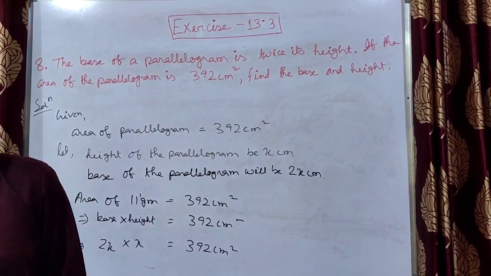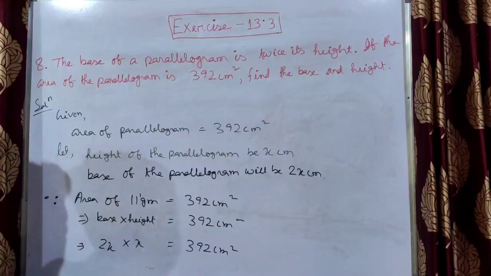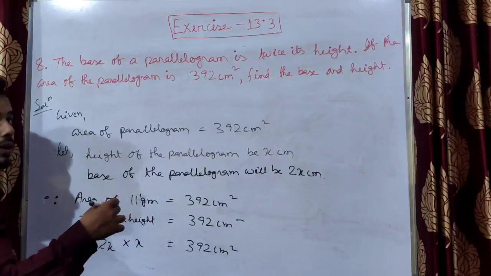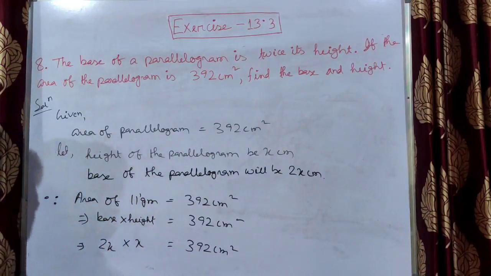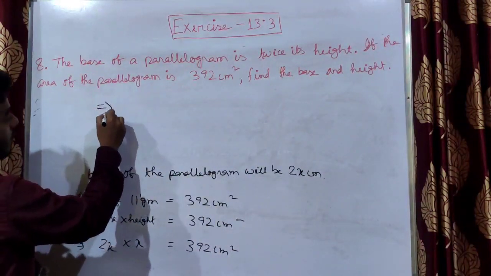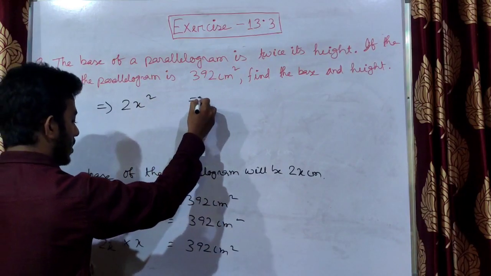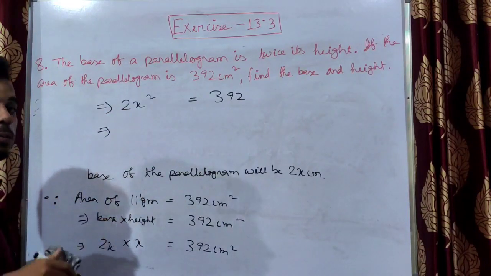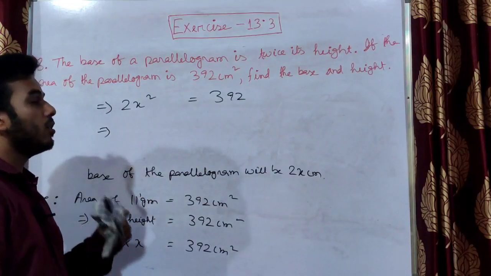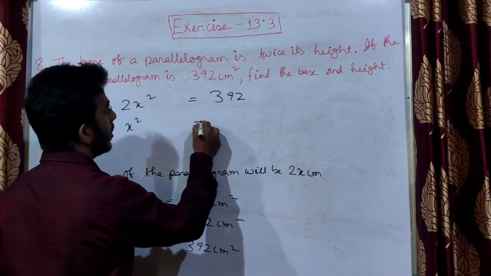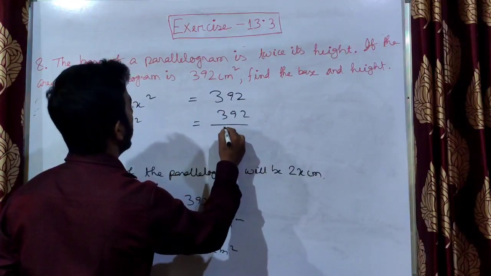Now 2x into x will be how much? It will be 2x square, right? So here 1 is there, 1x, so we will multiply 2 with 1. So 2 into 1 is 2. x into x will be x square, right? So 2x square equals 392. Now as the 2 is multiplied with x square, when we change the side, it will be divide. So the next line will be x square equals 392 divided by 2.